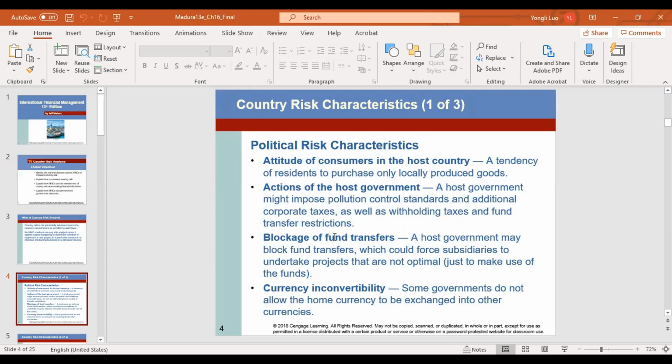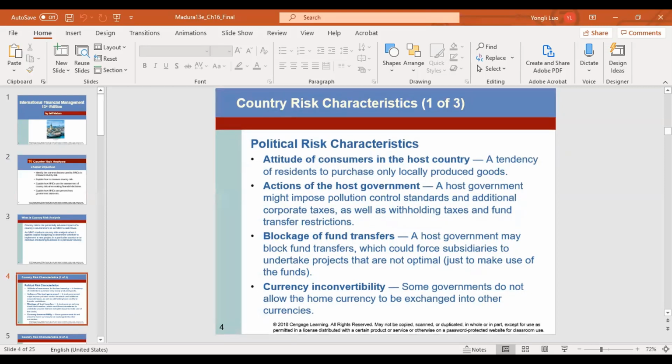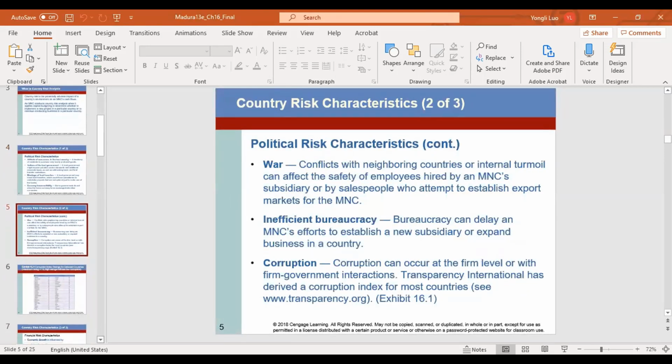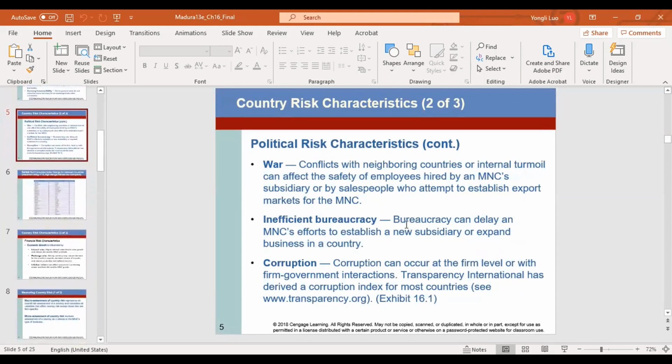Political risk characteristics include the attitude of consumers in the host country or actions of the host government, blockage of foreign transfer, and currency inconvertibility. Wars, inefficient bureaucracy, or corruption are all important country risk characteristics.